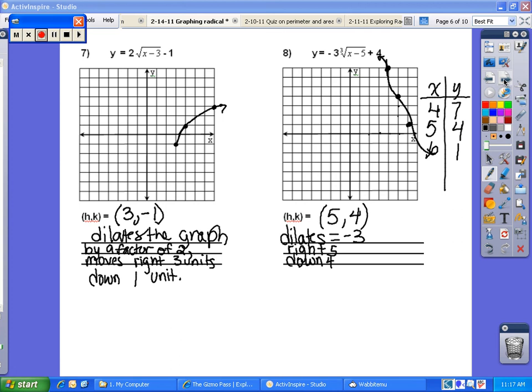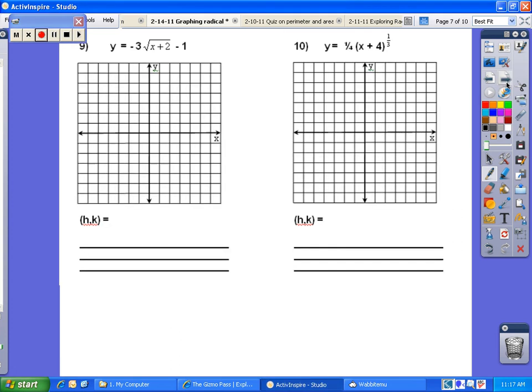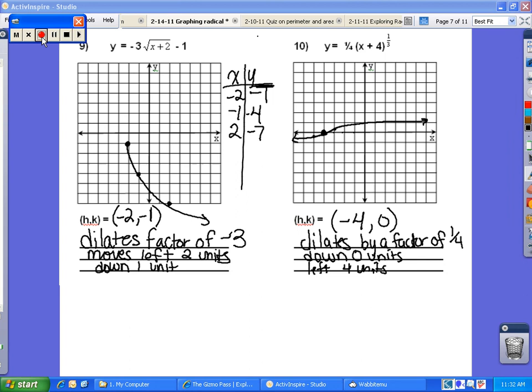Moving on to number 9 and 10. Again, you want to do the same thing with numbers 9 and 10. Alright, so for number 9, the graph is dilated by a factor of negative 3. Where the graph starts is at negative 2, negative 1, which is your h and k. It moves left 2 units and down 1 unit. So this is what your graph will look like.